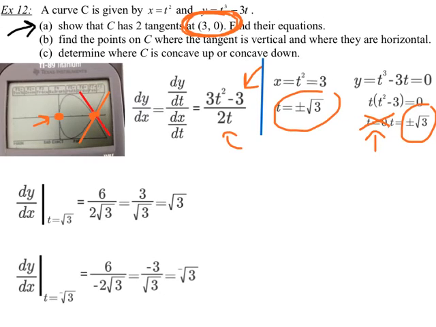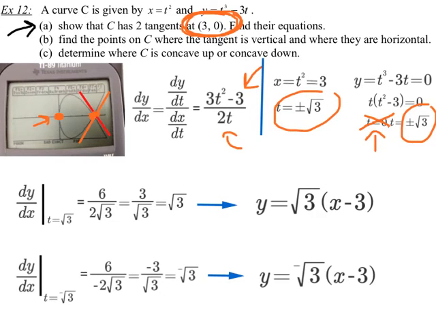Okay, so these are the two equations of the tangent lines. y equals square root of 3 times the quantity x minus 3, and y equals negative square root of 3 times the quantity x minus 3. Remind me in class that we'll look at these equations on WinPlot, or if you want to download WinPlot on your home computer, you can do that. And that allows you to both graph the original parametric function and these rectangular equations on the same graph, and you can see the tangent lines.